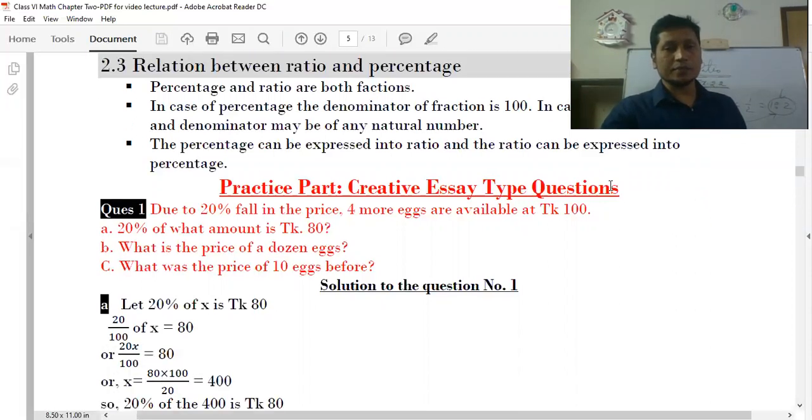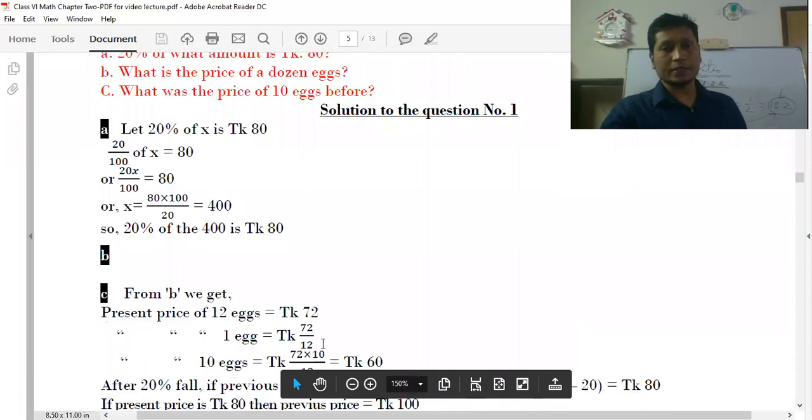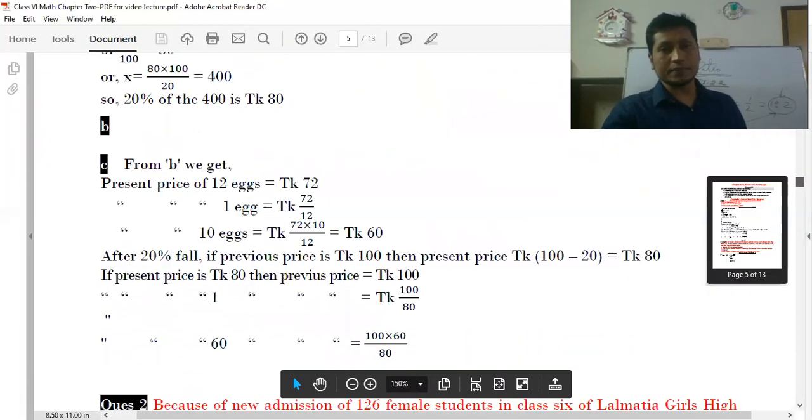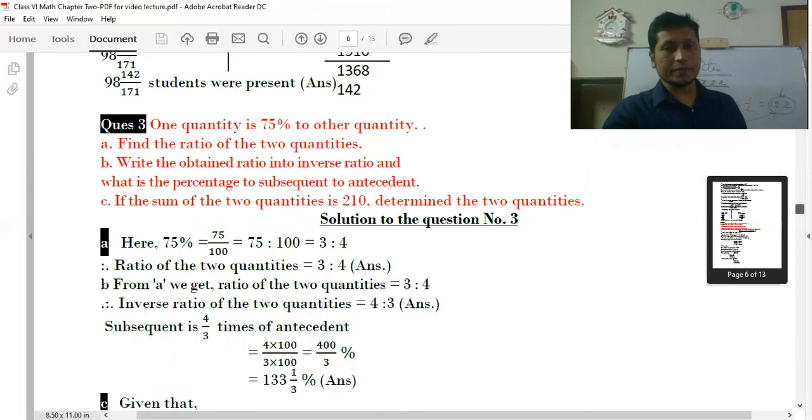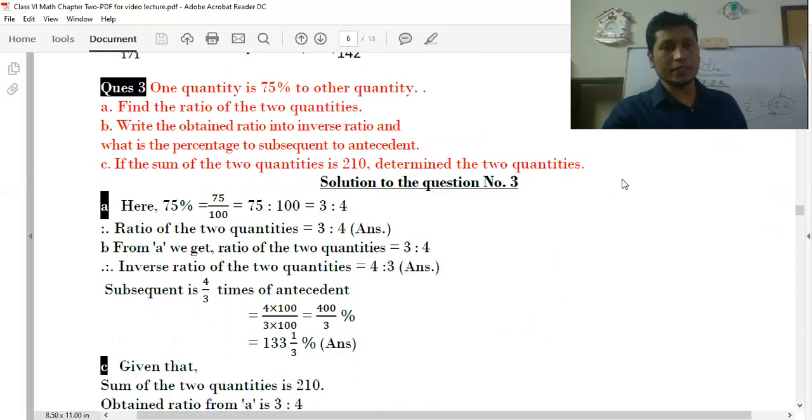So let us solve a math related to ratio and percentage. First, I will solve an easy math for your better understanding. Question number 3 will be solved at first. Then we will go to the difficult maths. Okay. So let us start number 3.